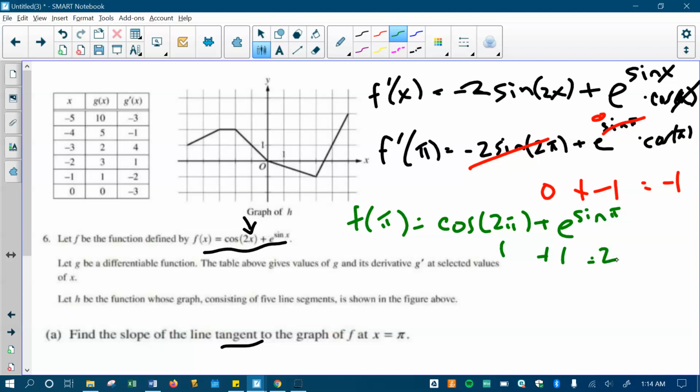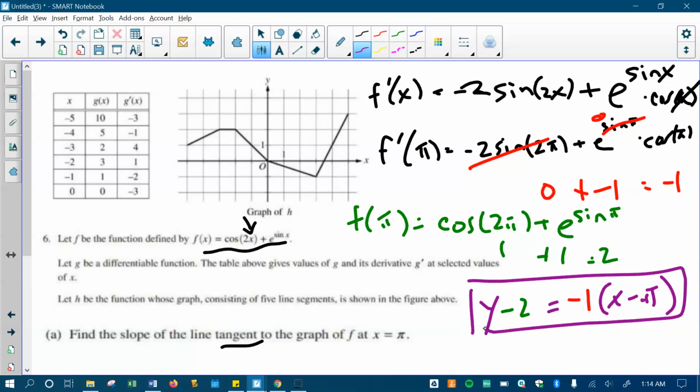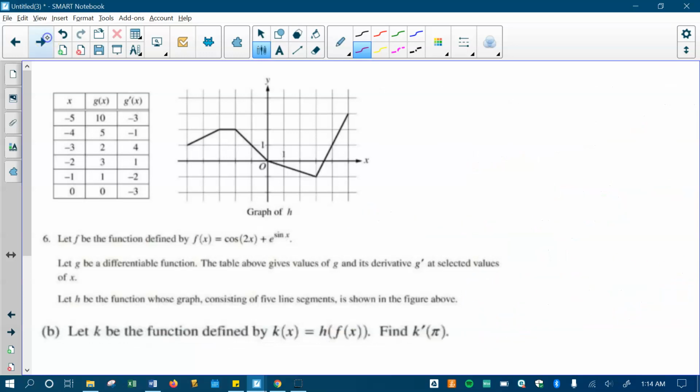So for my equation, I'm going to get y plus 1 equals 2. I'm sorry, that's not correct. Y minus 2, because it's going to be the y value. I got those backwards. Y minus 2 equals negative 1, parentheses, x minus pi. Okay, here's our first answer. Let's go on to the next one.